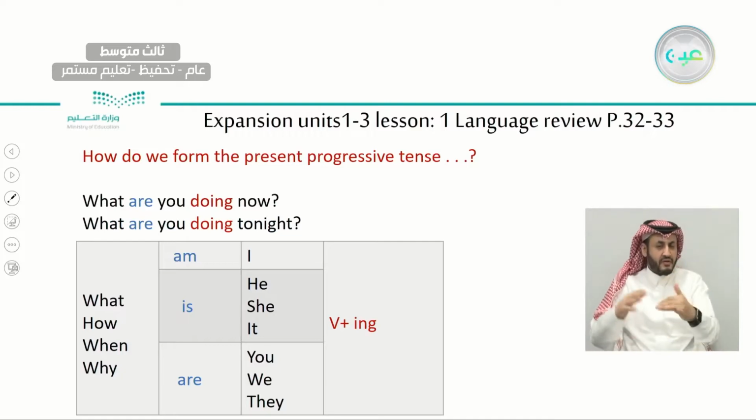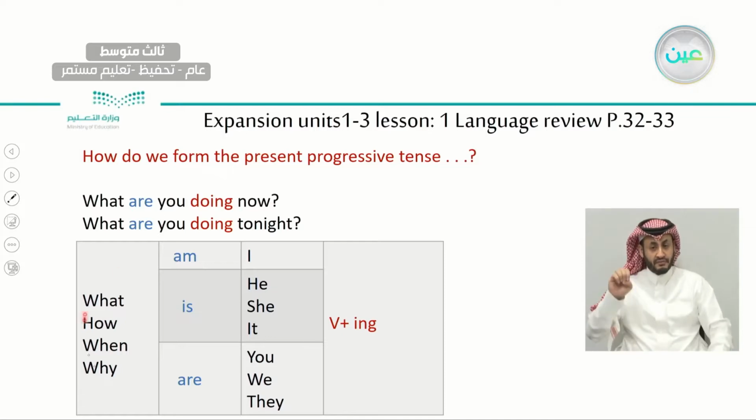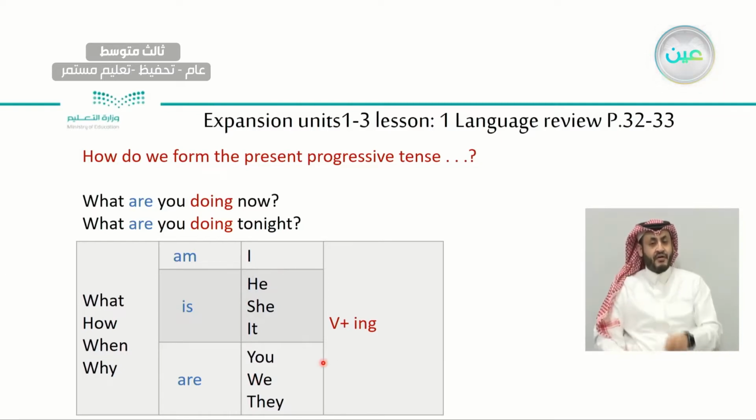So you start based on the sentence, you look at it. Which one are you going to use? What, how, when? If you're asking about a reason, we say why. If you're asking about something, we say what. For time, we use when. So we use the WH word, then the verb to be in present, and then we have the pronoun, and then we continue the sentence with the verb ing, okay? What are you doing tonight, or what are you doing now? This is an example.